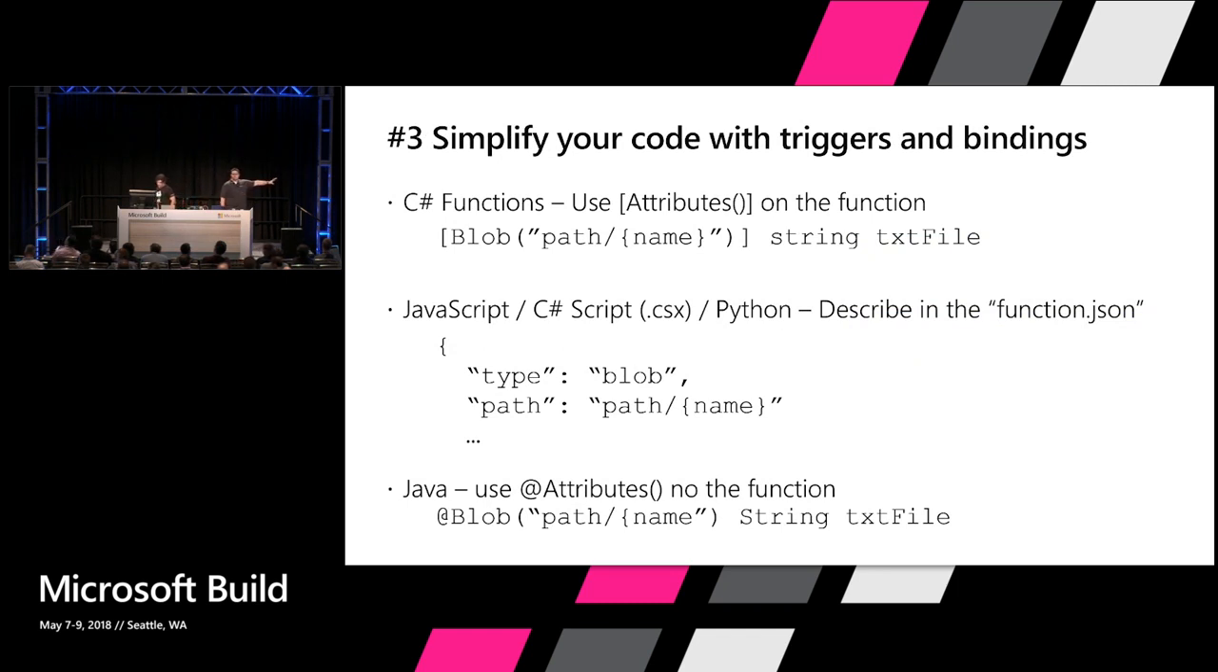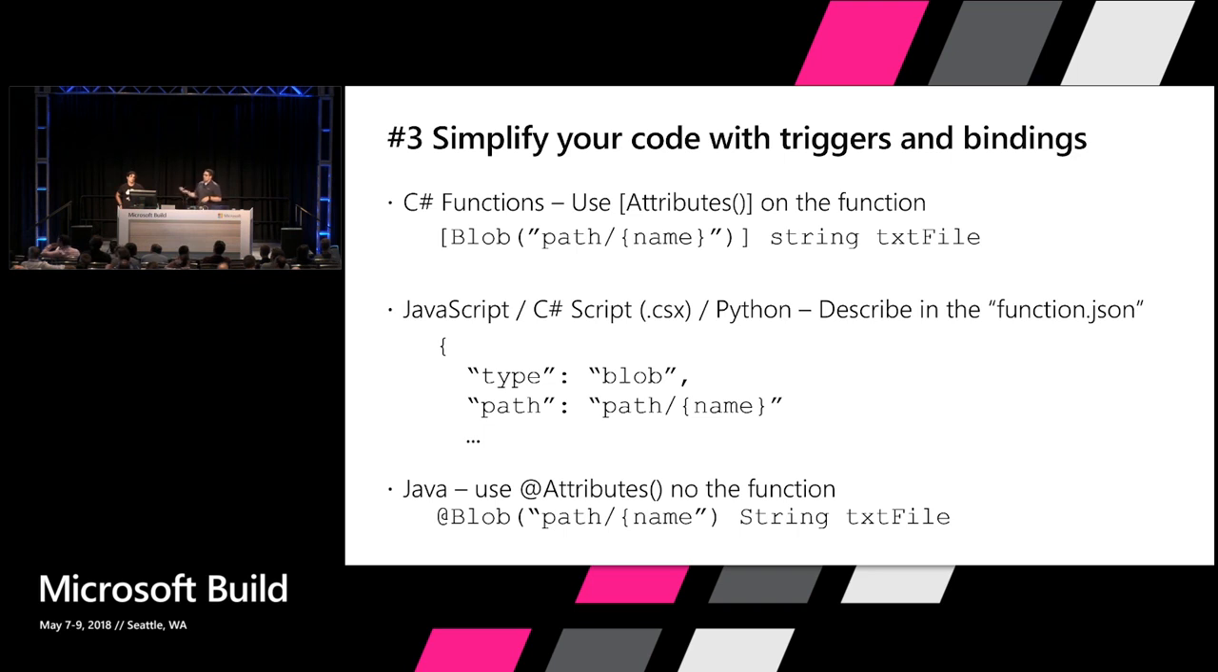Now, they manifest themselves in a few different ways. I have here some of the main languages. If you're using C-sharp in Visual Studio, you're writing attributes on your C-sharp method. If you're familiar with writing web APIs, this is pretty familiar. It's the same way that I would describe a route or a from body parameter. Here you would specify that a specific parameter is a binding. So here I'm saying the string text file should actually be a file pulled from this specific blob here, right? And so when this function triggers, that text file variable will be enriched with that blob data.